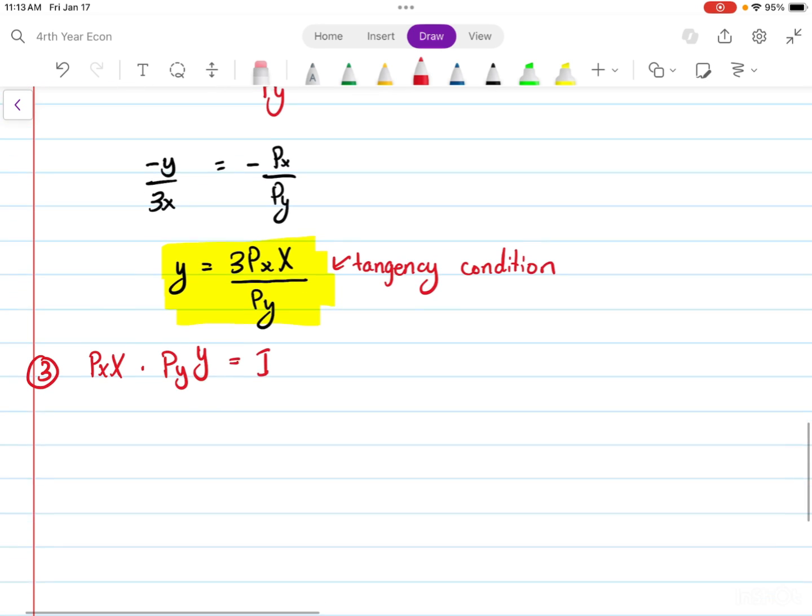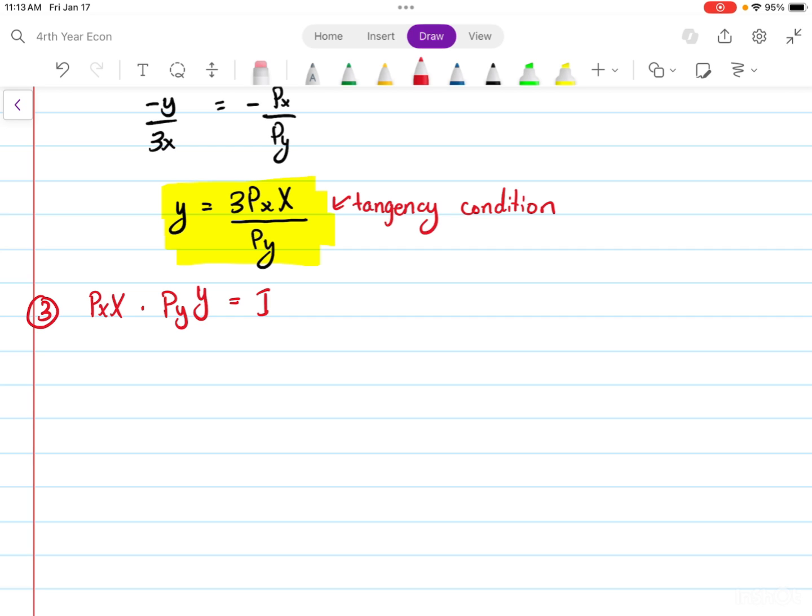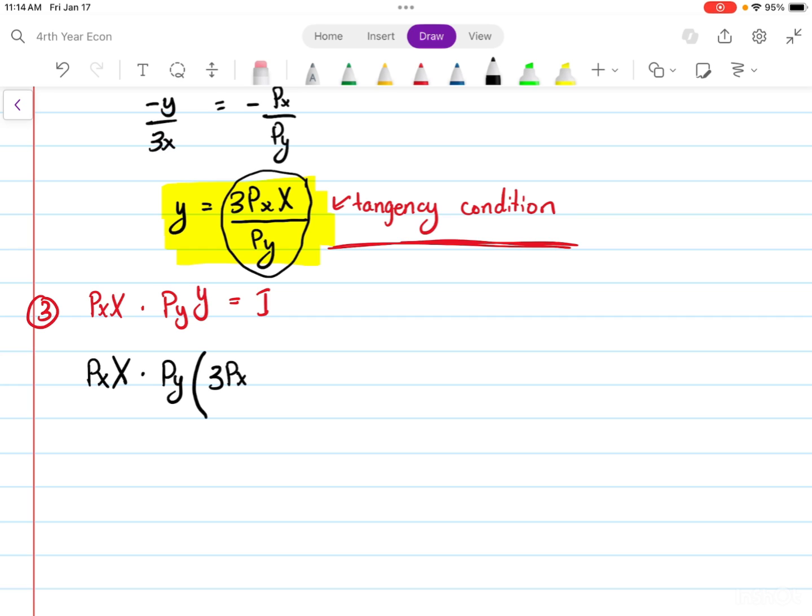Again, we don't have any numbers to sub in, but what we previously did is that we took the tangency condition right here and subbed it into our budget constraint in order to find out what good x is going to be, which is the utility maximization function of how much of good x we need to reach utility maximization. So let's do that again and sub this right here into our budget constraint. We have the price of x times good x plus price of y times y, which is 3 px x over py, is equal to your total income.